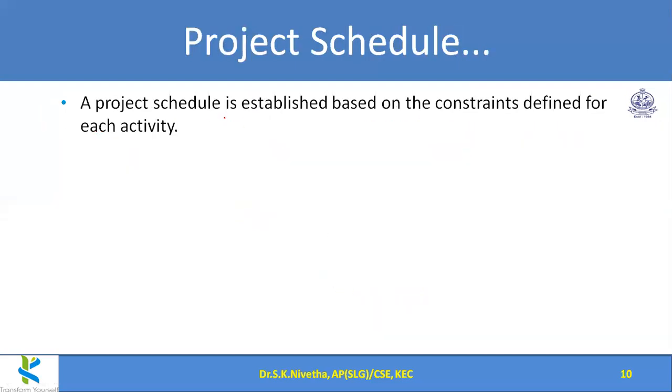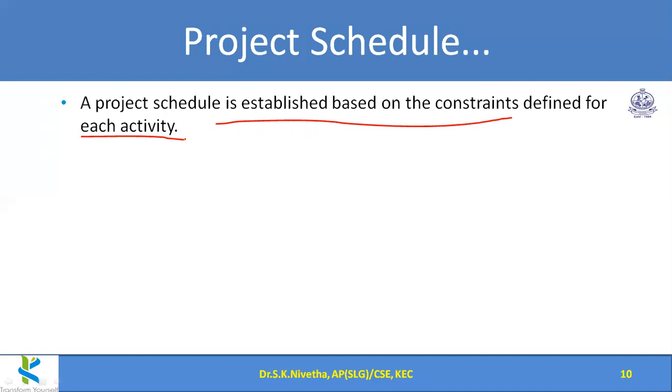So project schedule is generally established based on the constraints defined for each activity. If we have listed out all the activities in the project, then we can derive the project schedule based on the constraints. Activity 1 requires at least 4 persons to work on it. That is a constraint on activity 1.